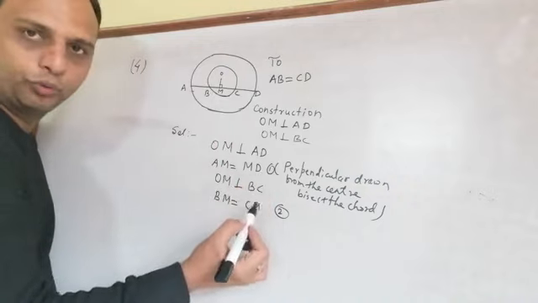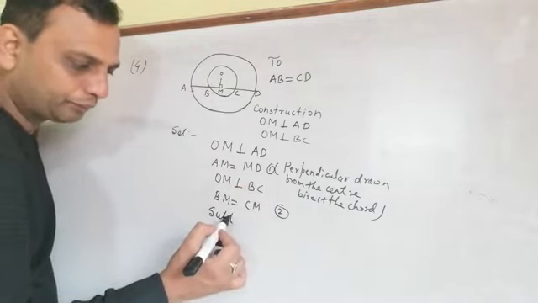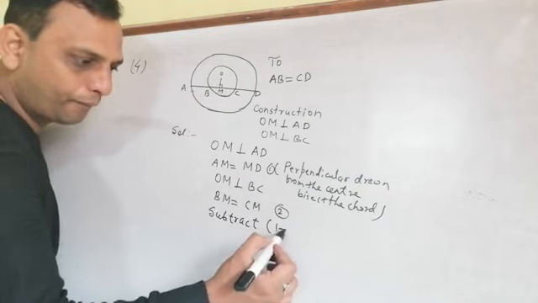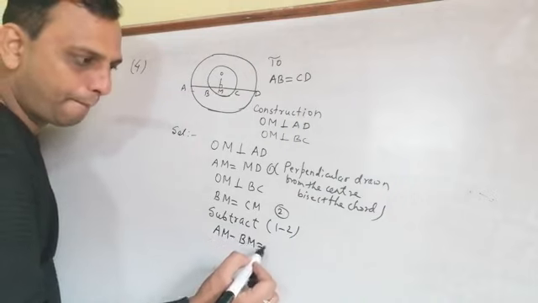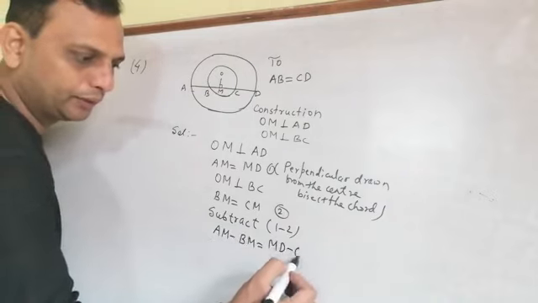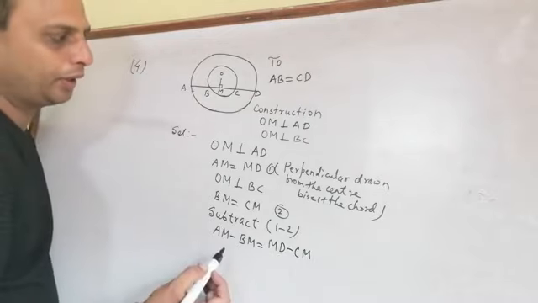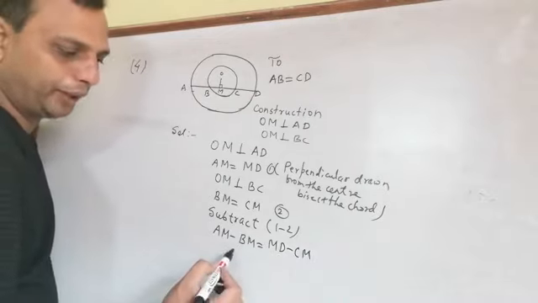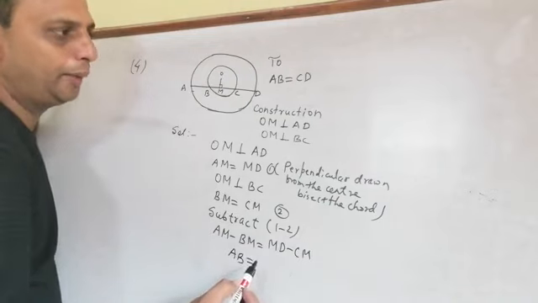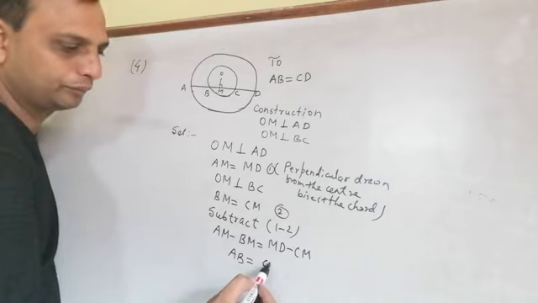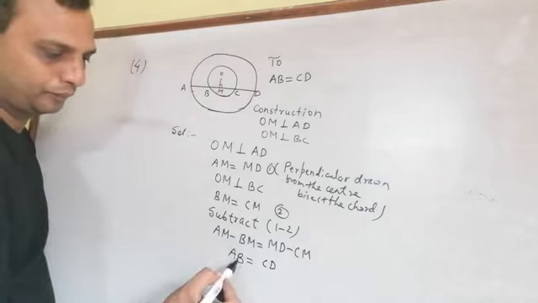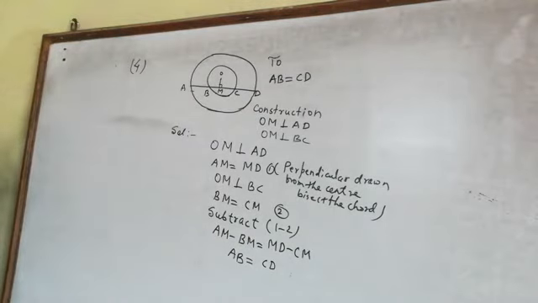Now we subtract equation 2 from equation 1: AM minus BM, MD minus CM. AM minus BM is AB, and MD minus CM is CD. So AB equals CD, which is what we were supposed to prove. So this is question number 4, and this also gets completed.